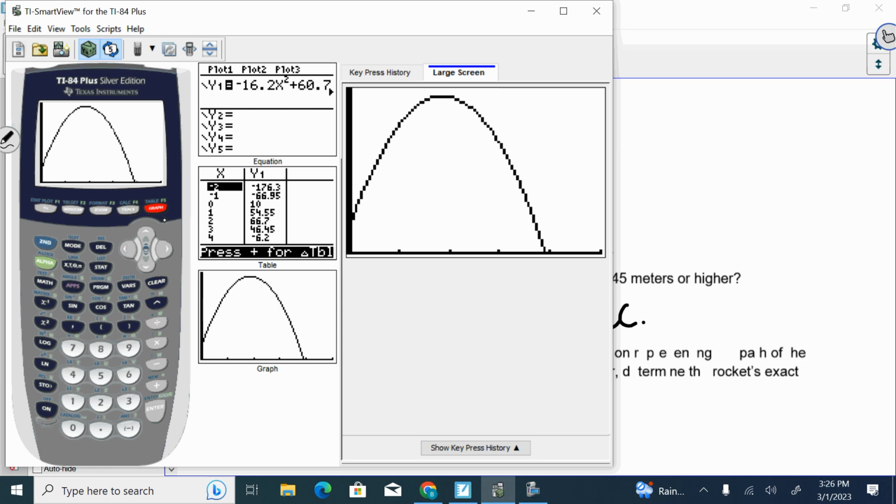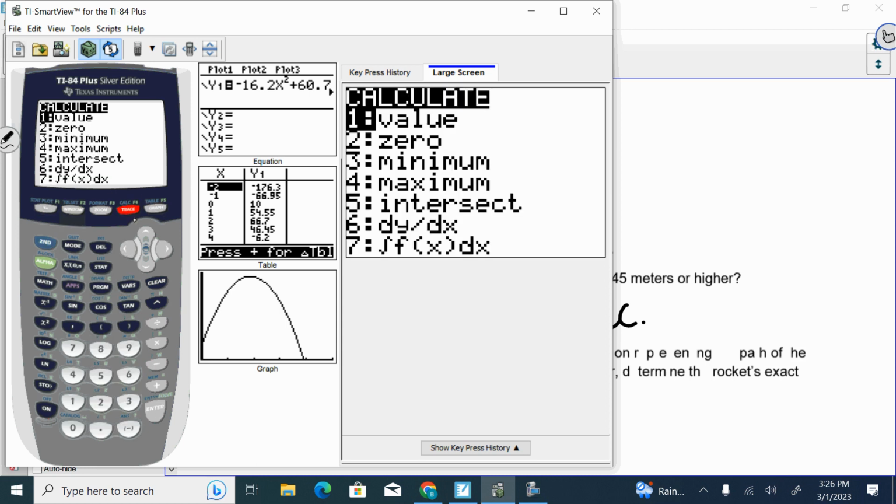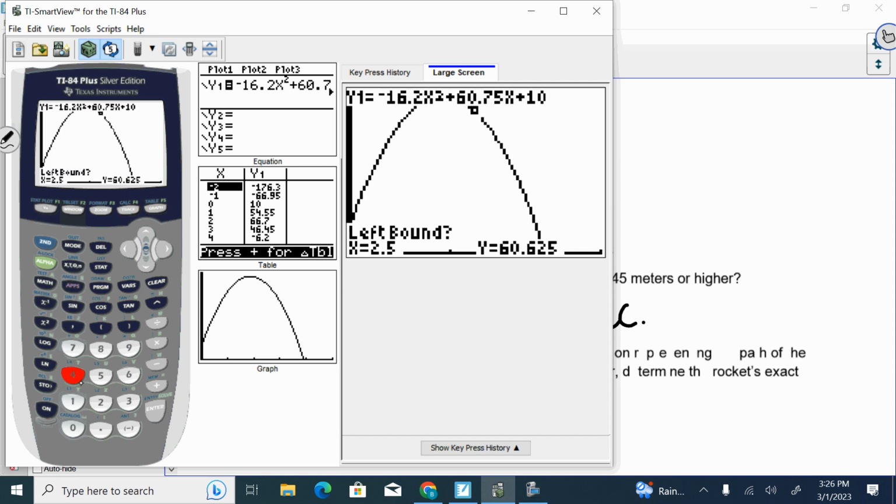Okay, and we said we want to know that highest point. What do we call that highest point? A vertex. And is it a maximum or a minimum vertex? Maximum. Okay, so remember from yesterday, we pressed second trace. Like you guys said, I want a maximum, so that's number what? 4. Okay, and then it says left bound. So I arrow over onto the left side of that vertex. So I got to be somewhere over here, right? And I'm going to hit enter.